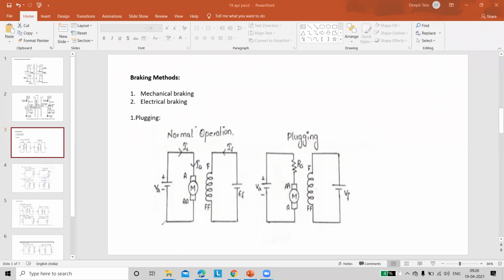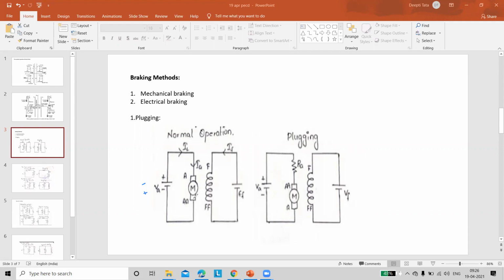Just see this. It is the normal operation of your motor. Whenever I am reversing these polarities of the supply, what happens to the motor? Will the motor rotate or not? At this instant? No, madam, it will not rotate. That means whenever the polarities of the supply voltage are reversed or interchanged, the motor will not rotate. Is it right or not?